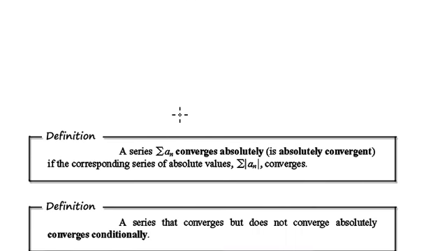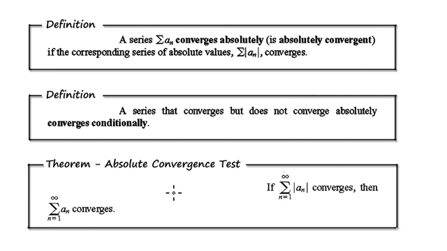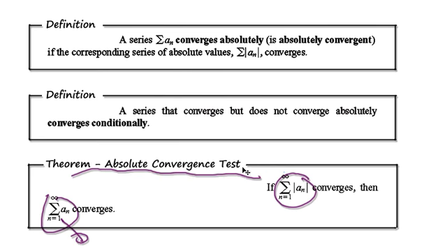Okay. So here's the definition and the theorem that says that if the absolute version converges, then the original series will automatically converge. That's this theorem here.